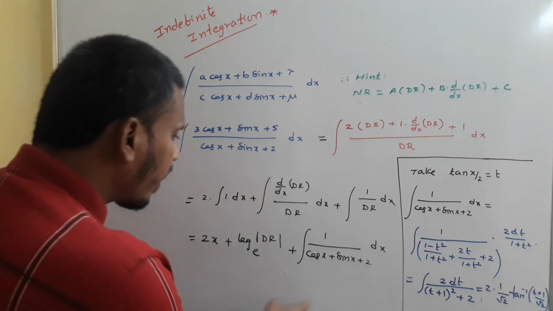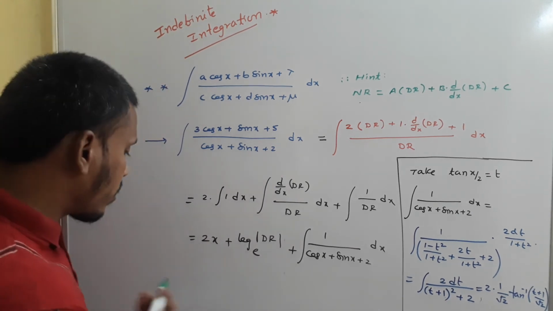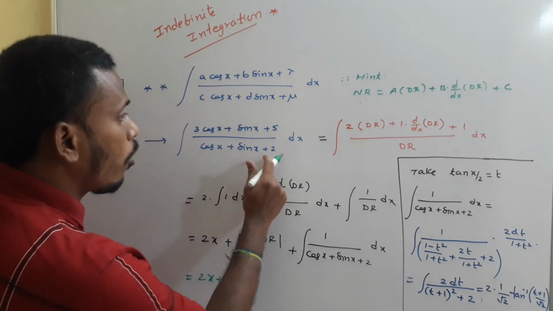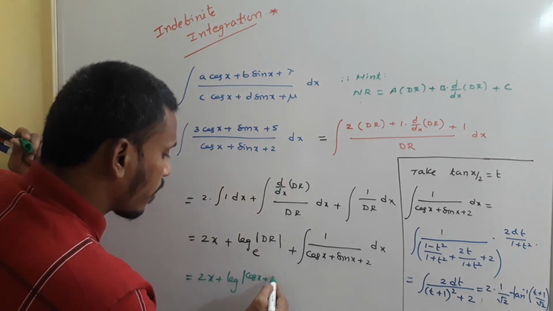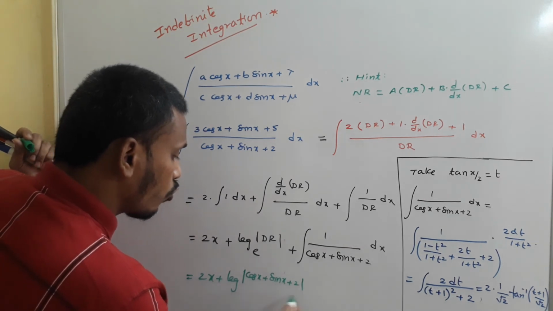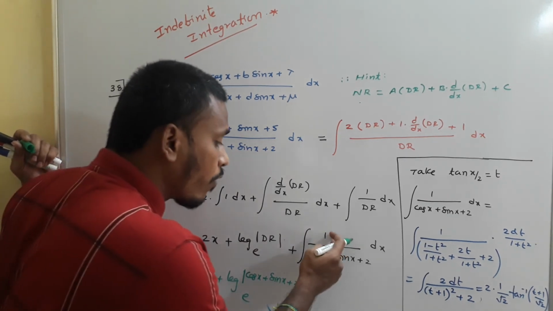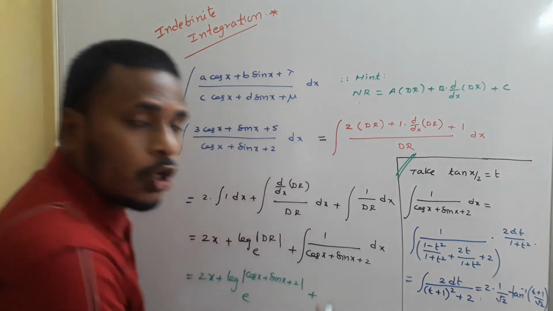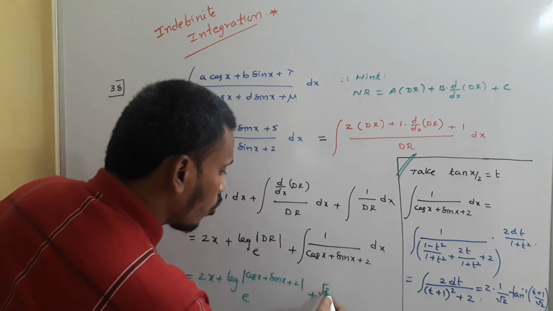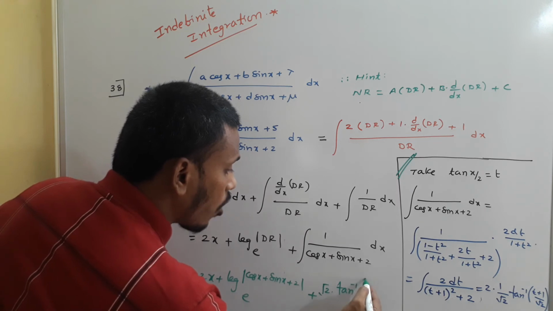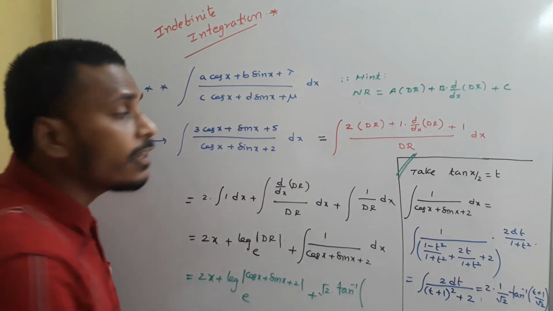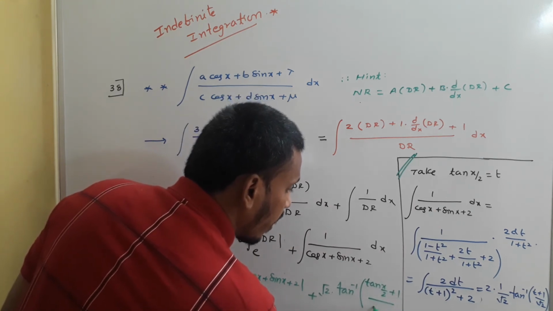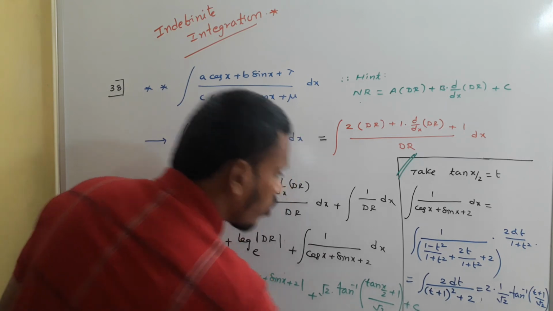Finally, at the end, this answer is 2x plus the logarithm of the denominator, cos x plus sin x plus 2, base e, plus the integral of 1 by cos x plus sin x plus 2 dx, which is this part. What we have at the end is 2 by root 2, which is root 2, plus root 2 into tan inverse of (t plus 1) by root 2. What is t? t is tan x by 2, so tan x by 2 plus 1 divided by root 2, plus the constant of integration.